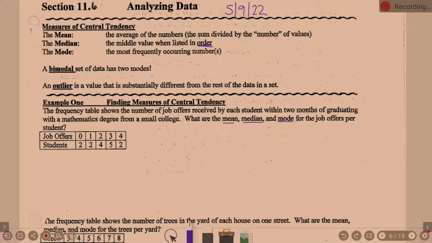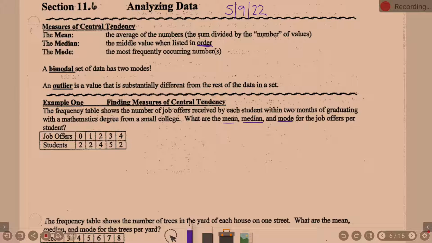Now, are you looking at that frequency table? Are you understanding what they're providing us there? Okay. 0 job offers, 2 students. What's that saying? 2 students had 0 job offers. 2 students had 1 job offer. 4 students had 2. 5 students had 3 job offers. And 2 students had 4 job offers.